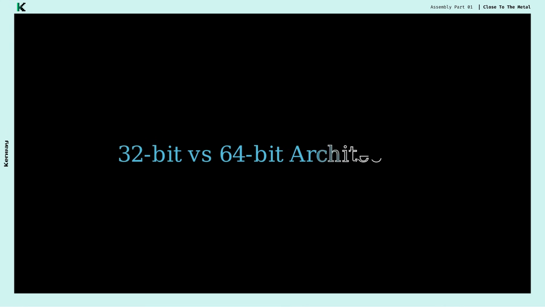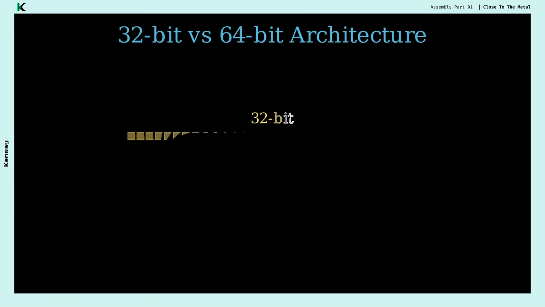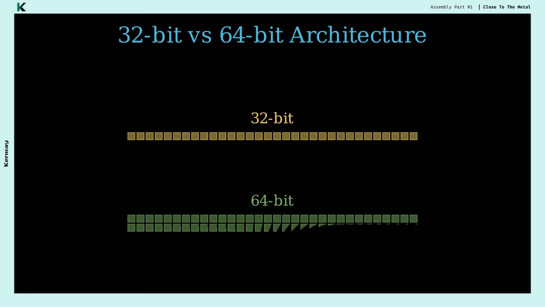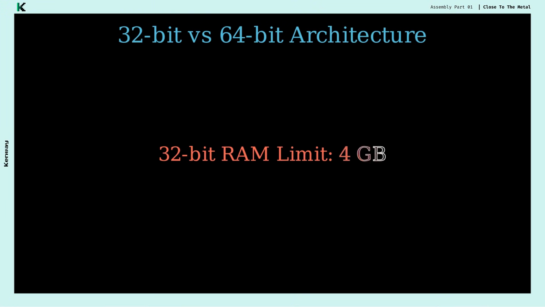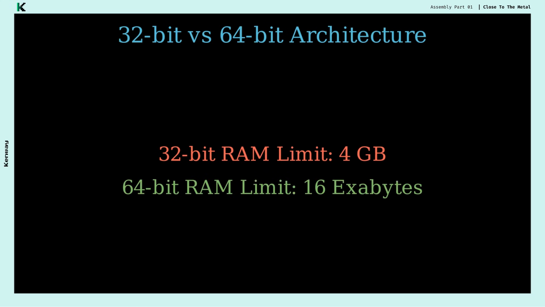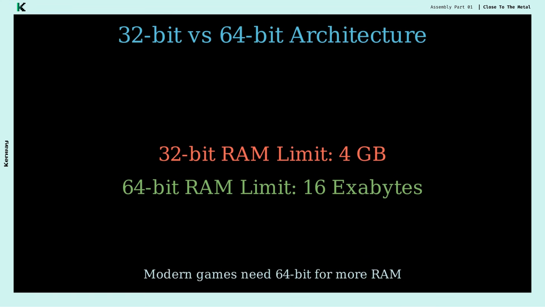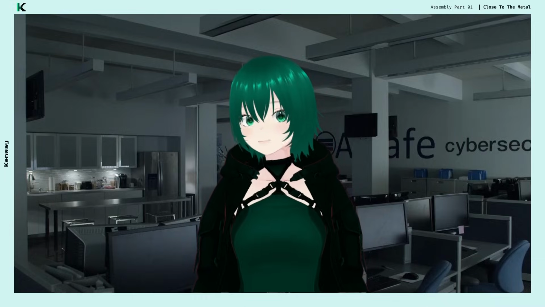So what's the actual difference between a 32-bit architecture and a 64-bit? A 32-bit CPU eats data in 32-bit chunks. A 64-bit CPU doubles that, which means more data per cycle and faster maths. A 32-bit CPU is mathematically capped at addressing 4 gigabytes of RAM, and 64-bit can theoretically hit 16 exabytes of RAM, but we don't really have that much RAM. That's why modern games need 64-bit and not 32-bit, because they need more processing power.